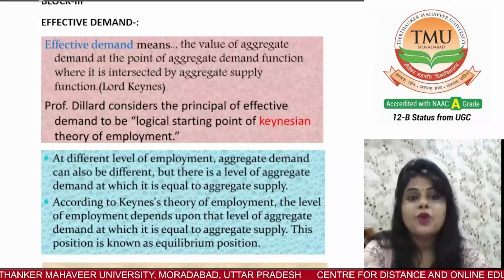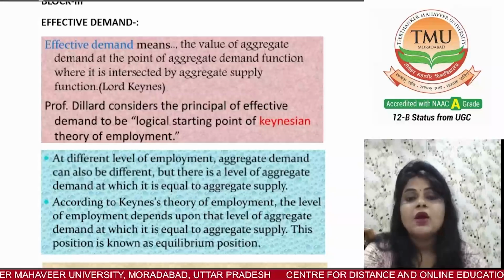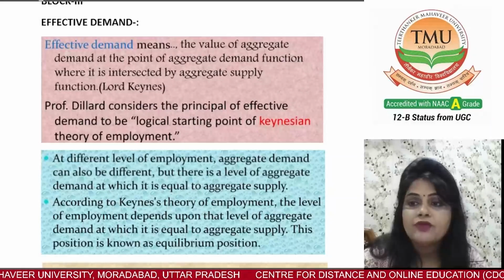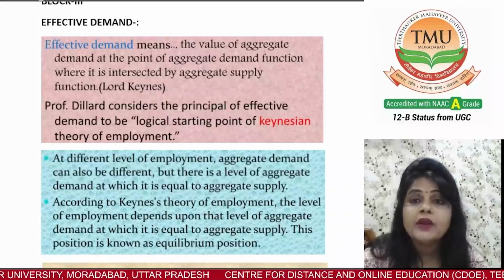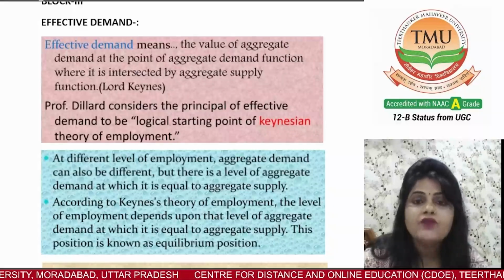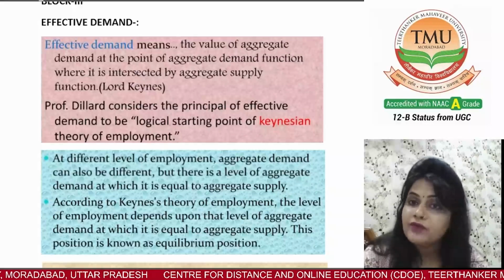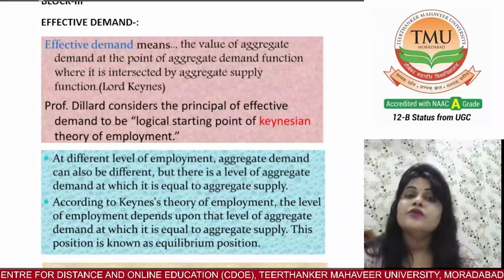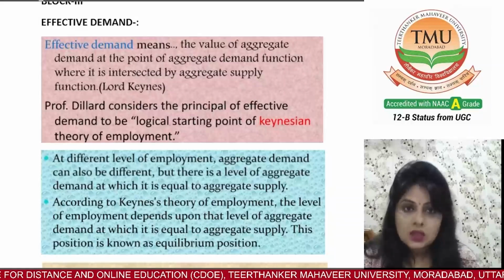The logical starting point of Keynes' theory of employment is the principle of effective demand. In a capitalist economy, the level of employment depends on effective demand. Unemployment results from a deficiency of effective demand, and the level of employment can be raised by increasing the level of effective demand. So, Professor Dillard considers the principle of effective demand to be the logical starting point of Keynesian theory of employment.